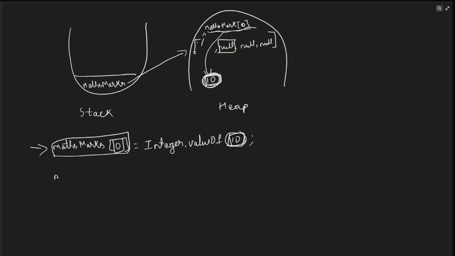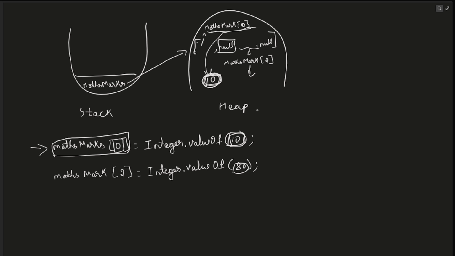Now, let us try to insert some more values. Maths marks of 2 equals Integer dot valueOf 80. Again, index 0, 1, 2. This null will be erased and the reference variable maths marks of 2 will be stored here, and this will point to the object 80.